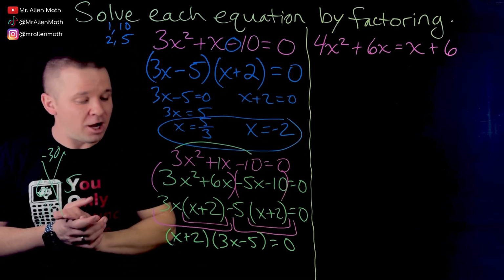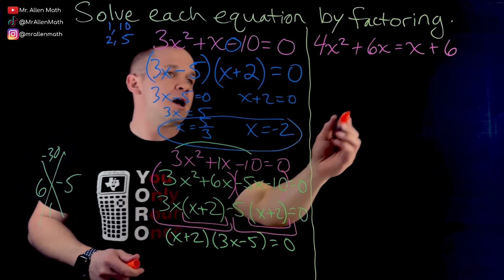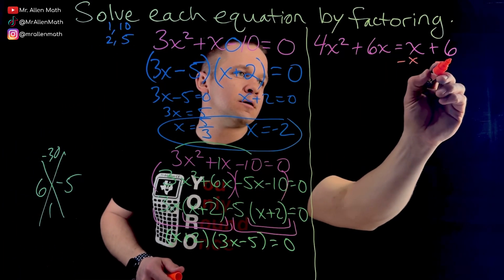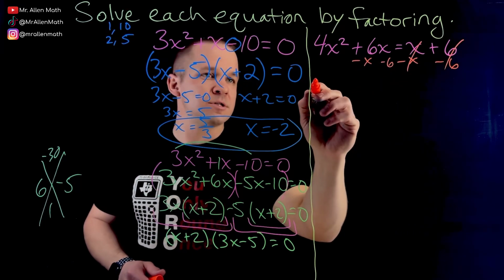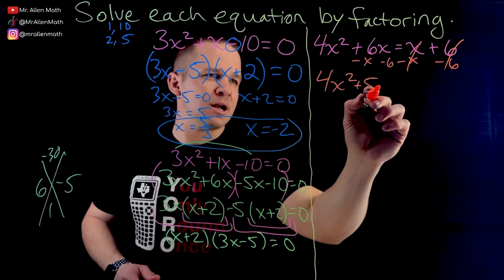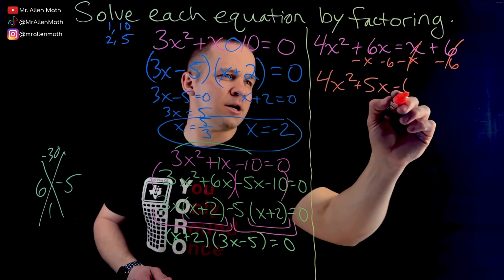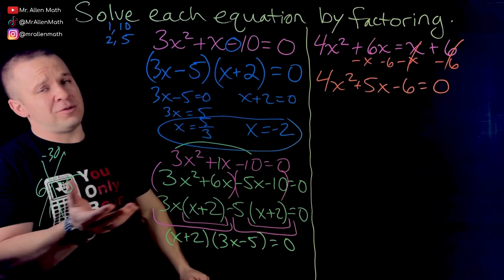Not equal to 0. Unfortunately, not equal to 0. So let's hop to it now. I'm going to subtract x and 6 on both sides. That cancels those. Got to get it equal to 0 first, right? That's kind of the big deal with quadratics. It's got to be equal to 0 if I want to factor or even use the quadratic formula.